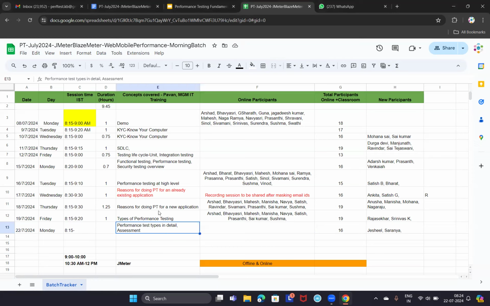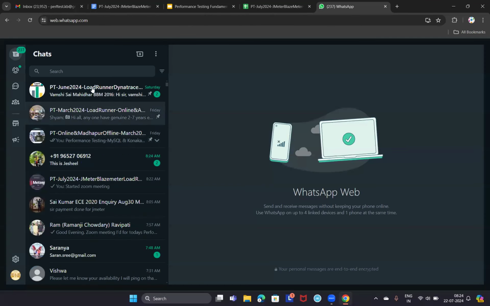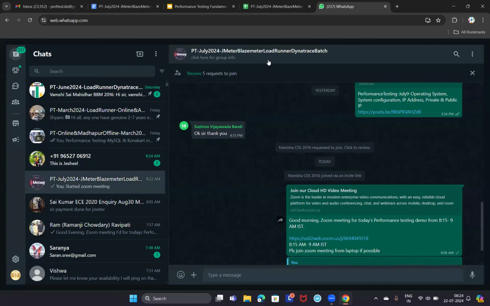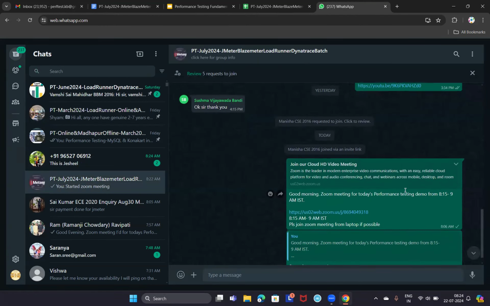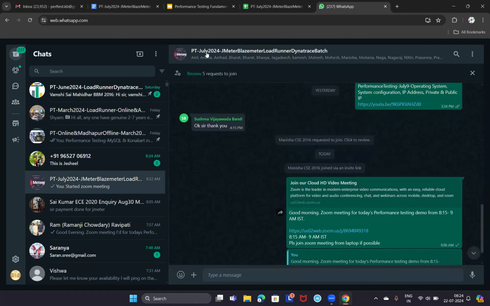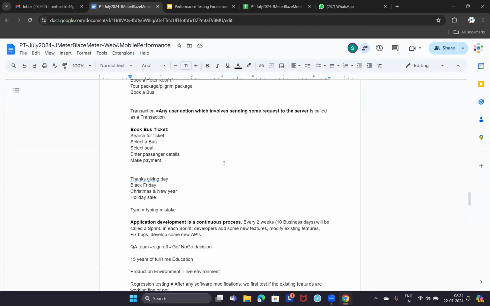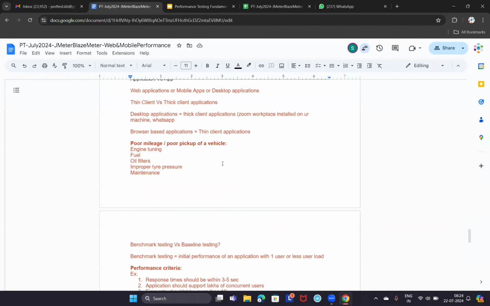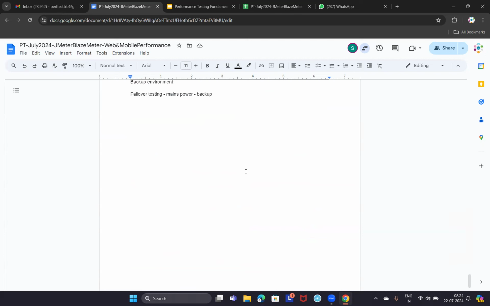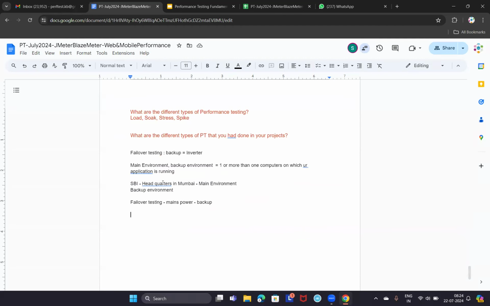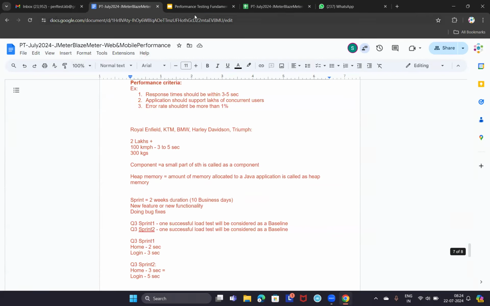Today we are going to... So this is the batch tracker sheet for this particular July 2024 batch, and also we have a WhatsApp group for every batch. Those who confirm your joining, please make sure that you are added to the WhatsApp group. So this is the July 2024 WhatsApp group. And then we have a class notes document where I am sharing all the training material or notes that is explained in the session, right?